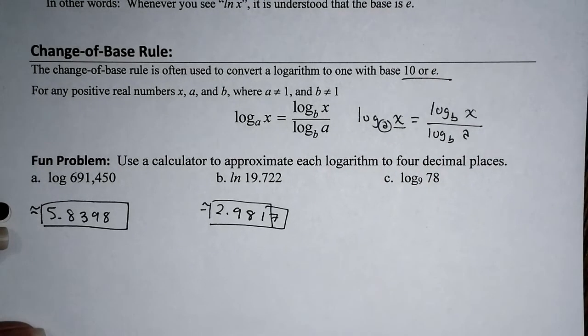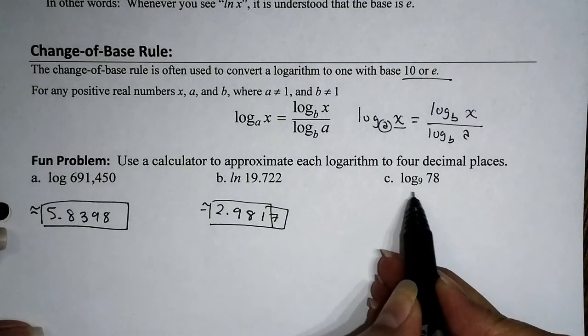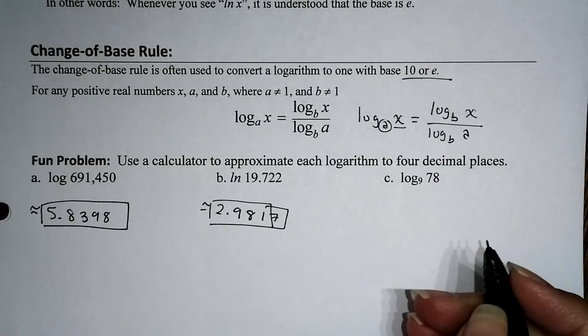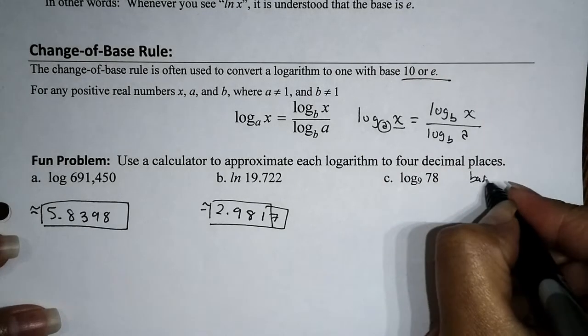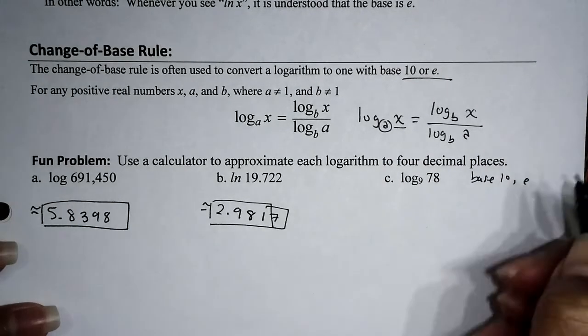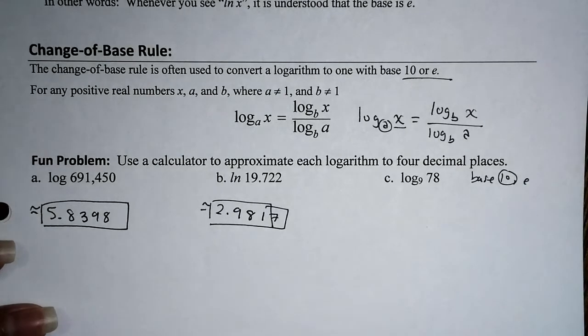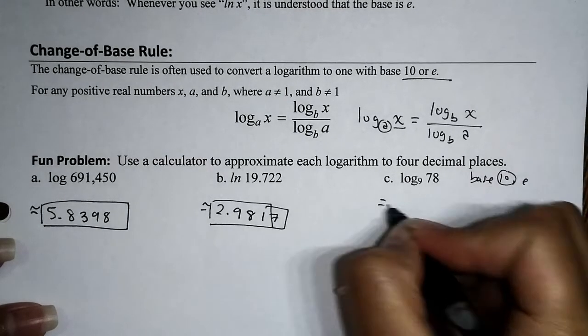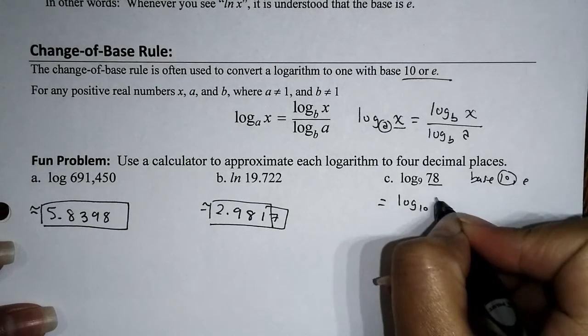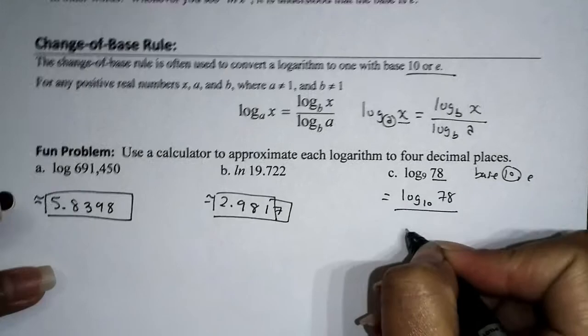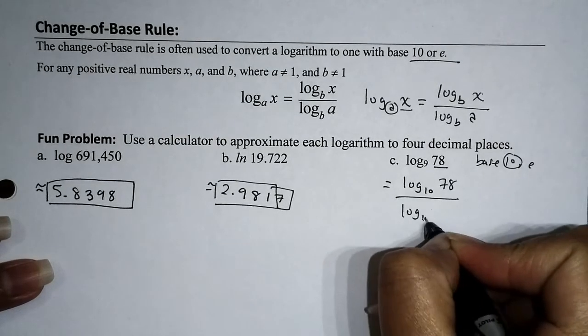Okay, I'm not sure if I was able to convey what I wanted to say, so let's go ahead and look at problem C. We have logarithm base 9 of 78, so we are going to use our change of base rule. We're either going to use base 10 or base e. Base e scares me, so I'm going to stick to base 10. So change of base rule, we're going to say logarithm base 10 of the argument over logarithm same base of the original base.